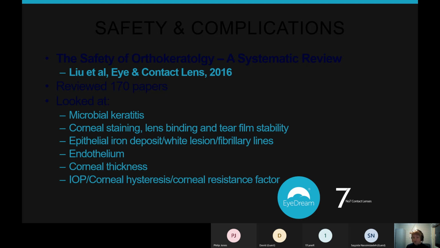So rather than just go from experience, I went back to this paper from 2016, which is a systematic review of the safety of orthokeratology. And this paper looked at 170 papers. Not all of those 170 papers looked specifically at safety, but they were all papers that recorded complications within their study groups. And they looked at things from the most serious end, like microbial keratitis, all the way down to the less serious corneal staining, binding, tear film, etc.